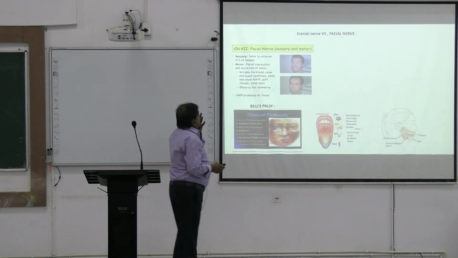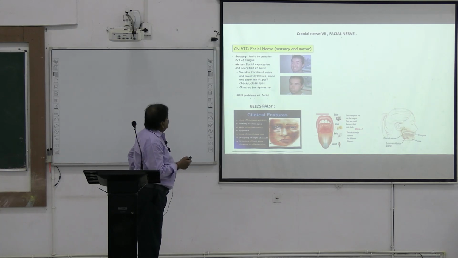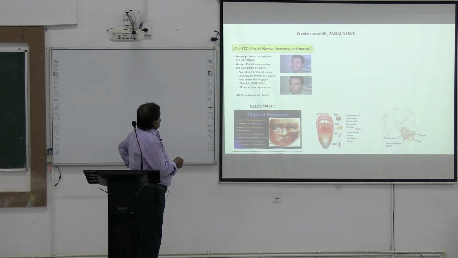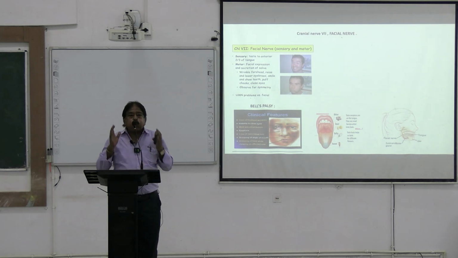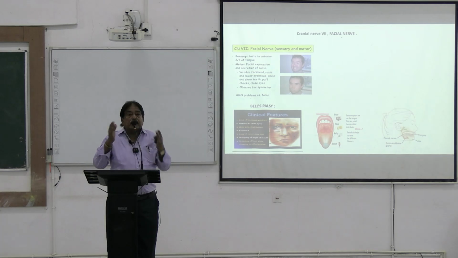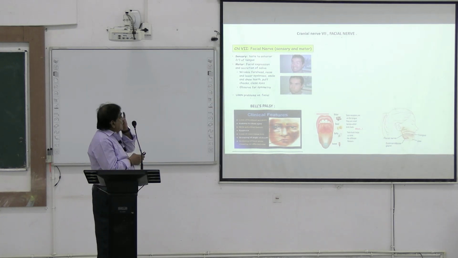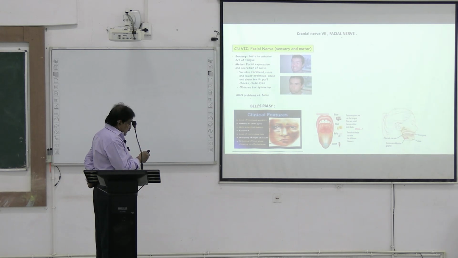Now, cranial nerve 7, facial nerve, sensory and motor. Sensory taste to the anterior two-thirds of the tongue, motor facial expression and secretion of saliva. Wrinkle forehead, raise and lower eyebrows, smile and show teeth, puff cheeks, close eyes, observe for symmetry. When you test for that, the functions accordingly. Now, this is the Bell's palsy.